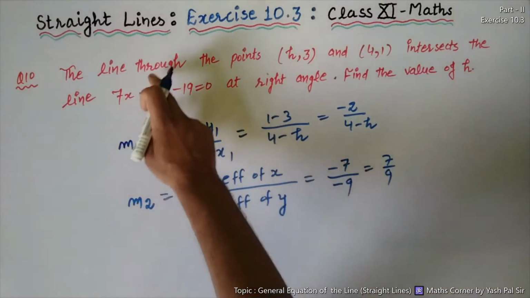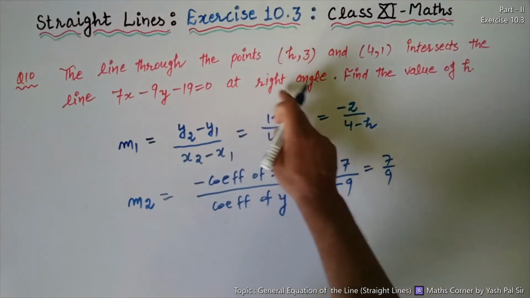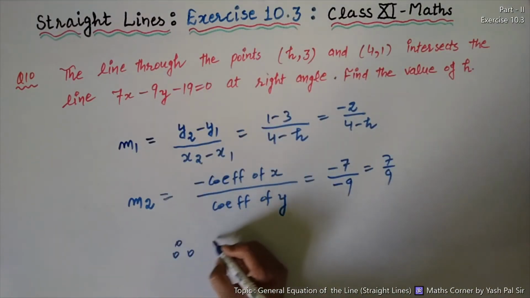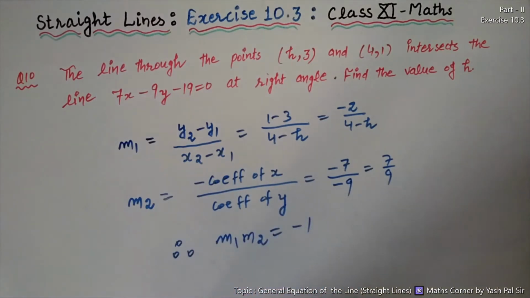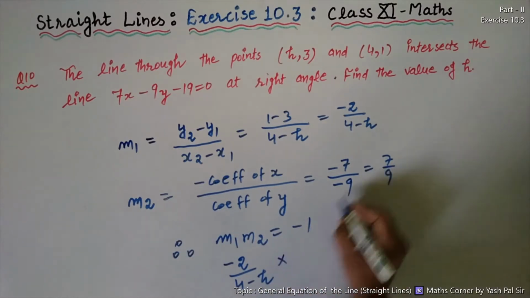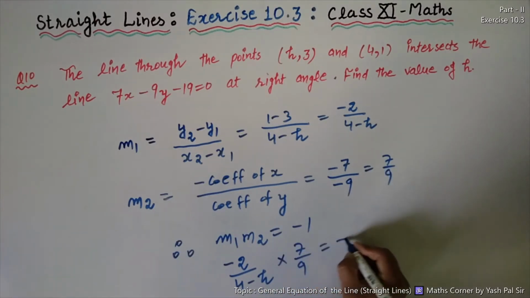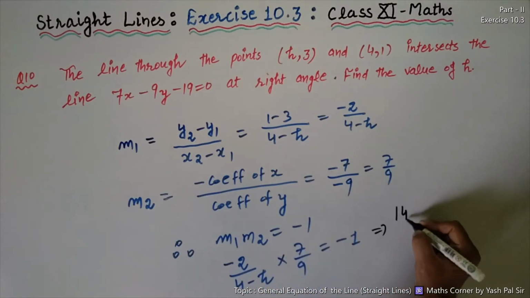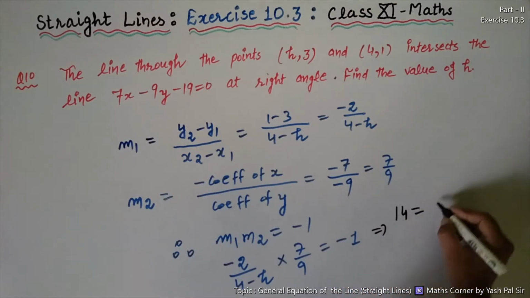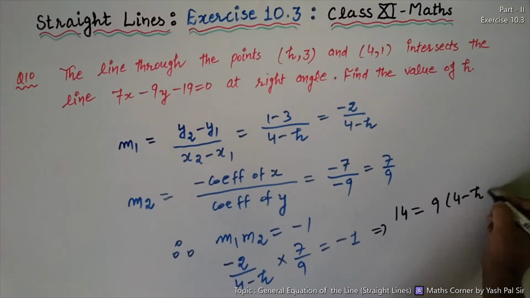Now what is the thing? The two lines intersect at right angle. So we write m1 into m2, this product, equal to minus 1. So simply we have minus 2 upon (4 minus h) into 7 upon 9 is equal to minus 1. So from here we have the calculation, minus is cancelled both sides. 7 into 2, 14, is equal to 9 into (4 minus h).